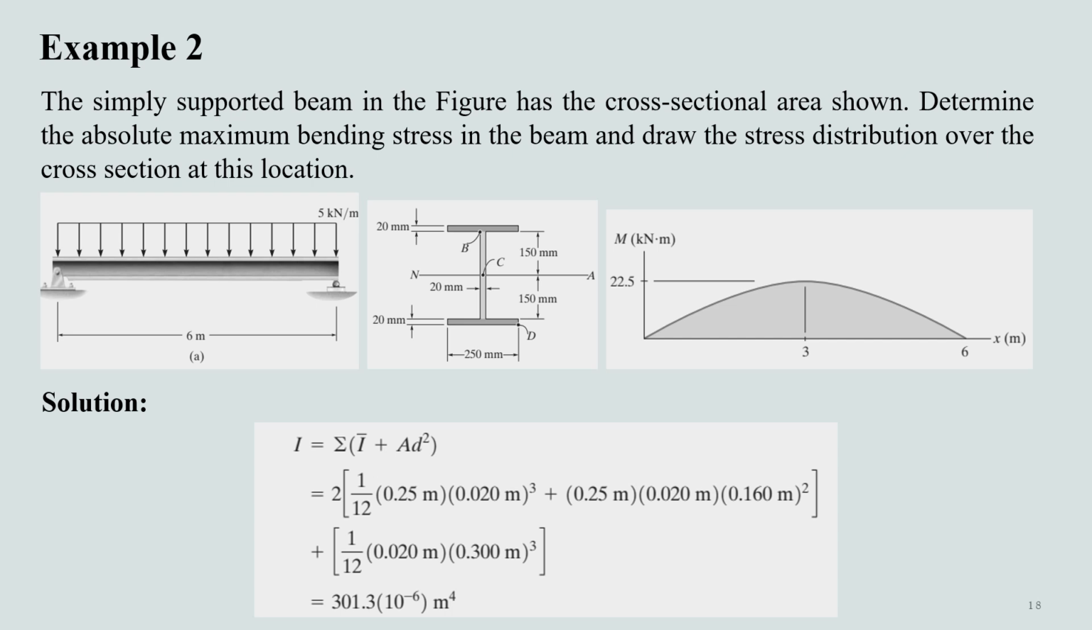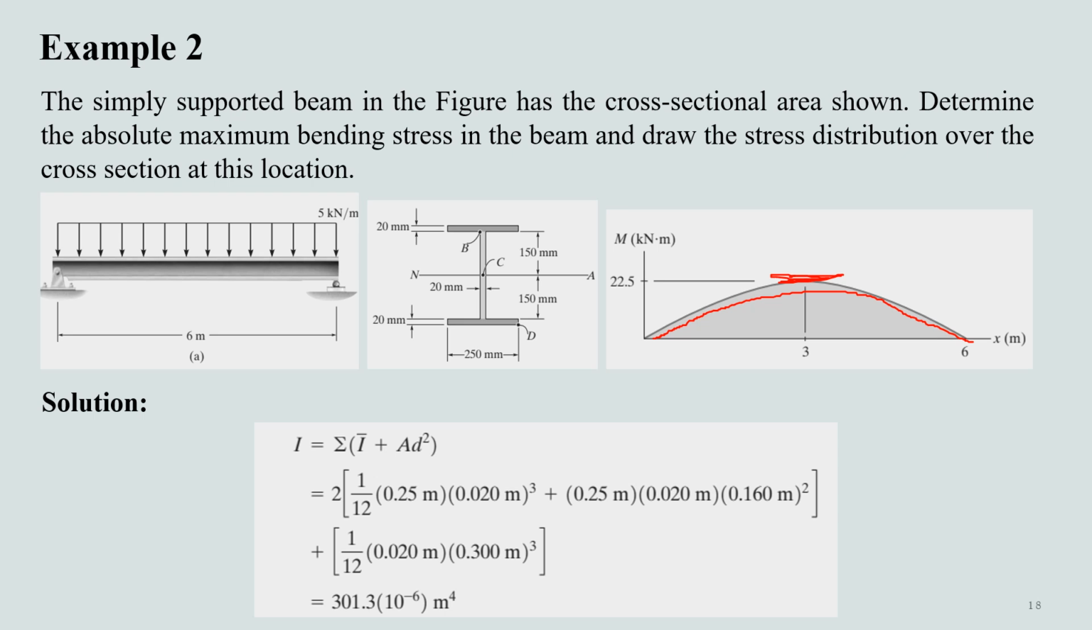Using the basic principles of determining the moment, as we discussed in some of our previous lectures, we come up with this bending moment diagram for the beam, which states that the maximum bending moment in this beam occurs at the midpoint location with the value of 22.5 kilonewton meter.